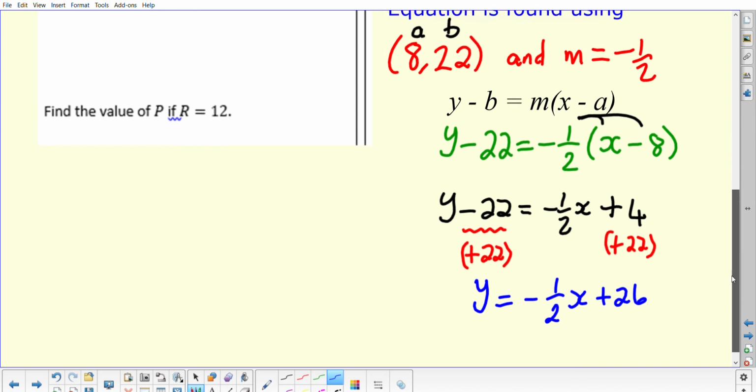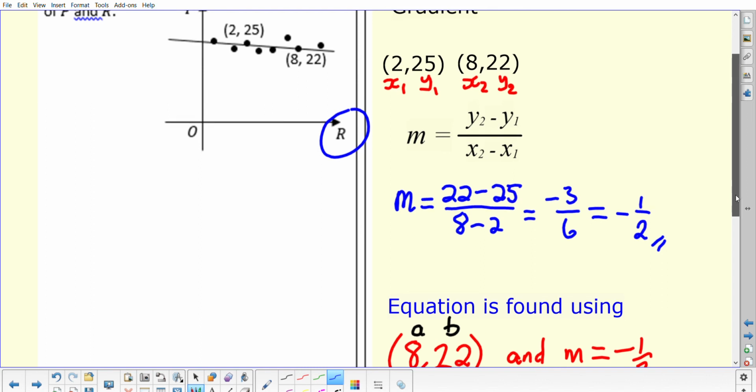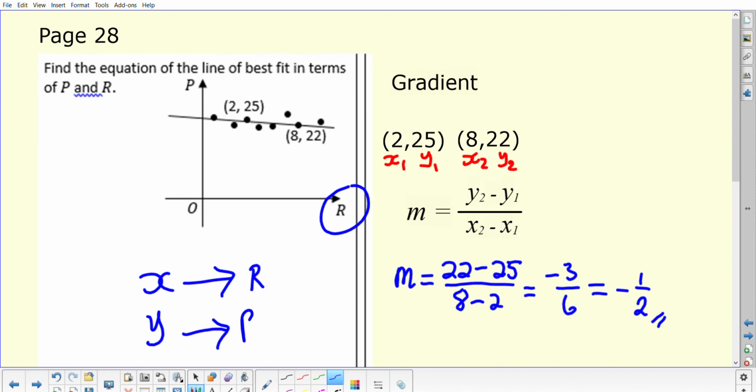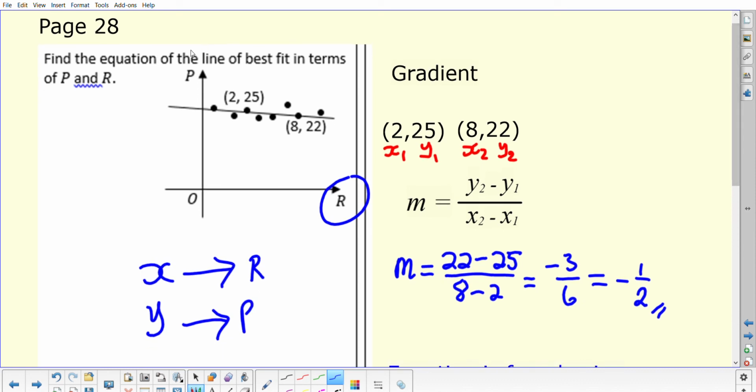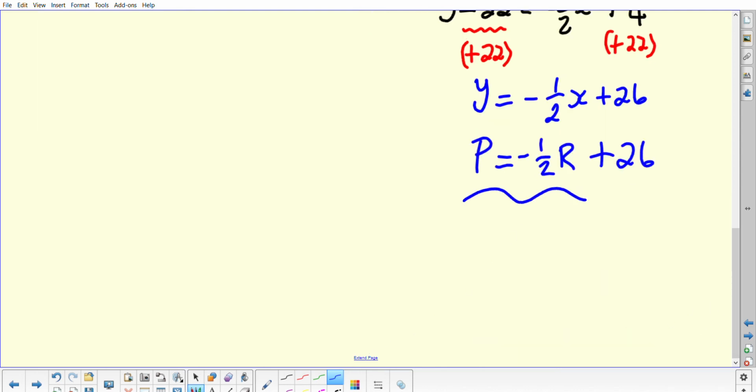Still not quite there yet. Remember the bit about the different letters. So we can see on our horizontal axis we have got R, so that's going to replace the x. So instead of x we are using R, and instead of the y we are going to be using P. So the y to the sky bit, this bit up here. So we are using capital R and P. So we're going to have P is equal to negative a half capital R plus 26, and that would be the straight line equation.